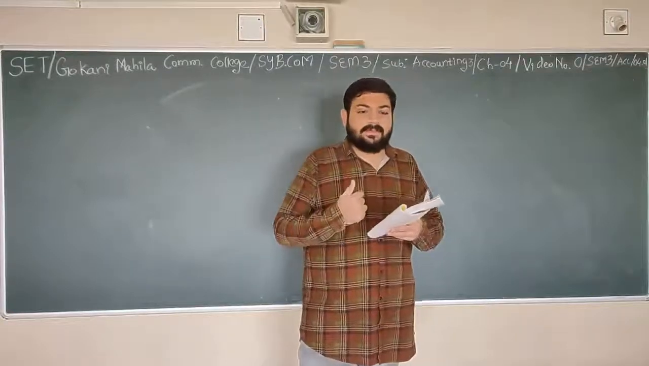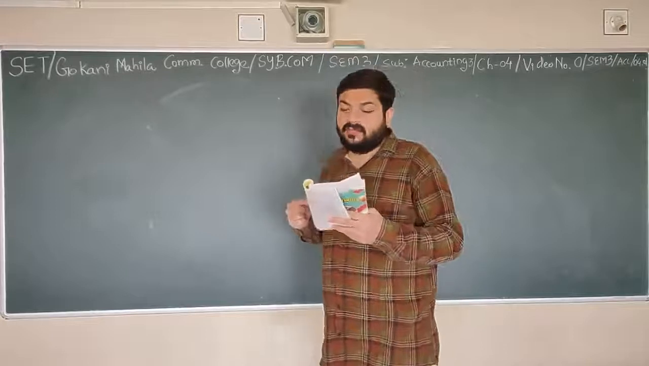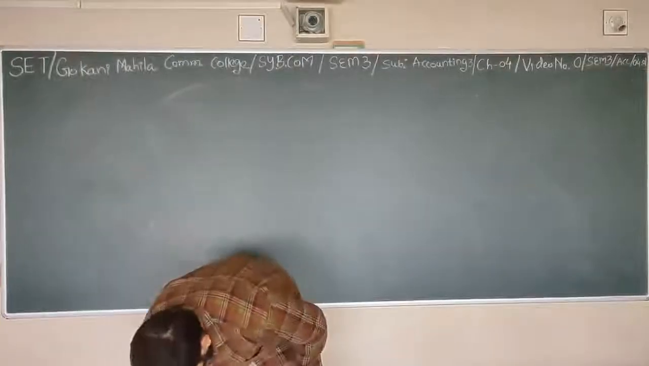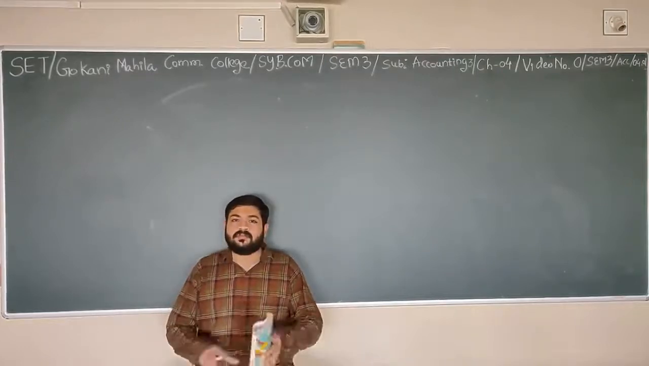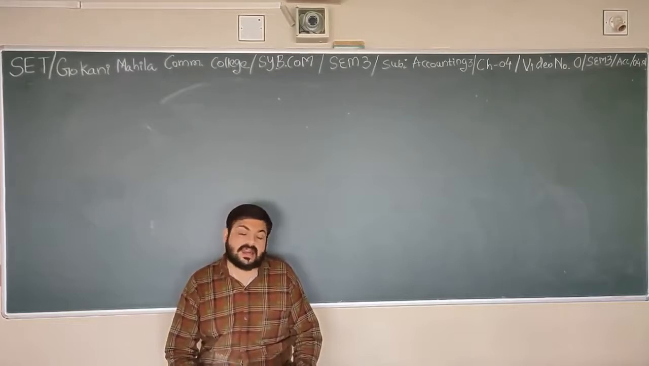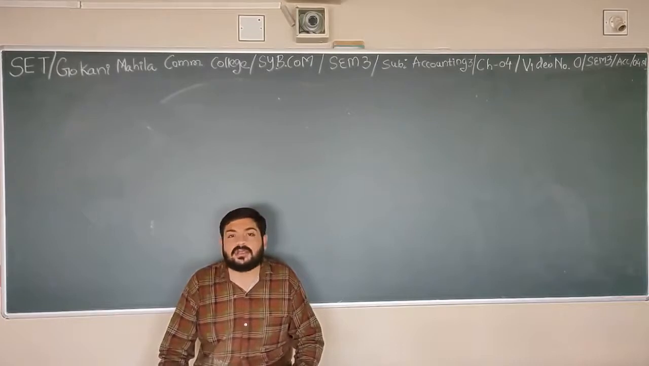Let me first read this question. Find out the profit prior to and after incorporation of H Limited from the following information for the year ending on 31st March 2002. How much dividend can the company declare to shareholders? How much dividend can they declare?